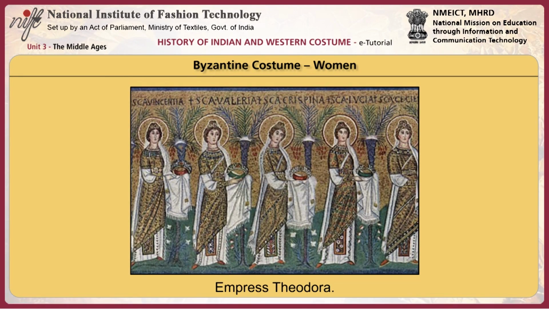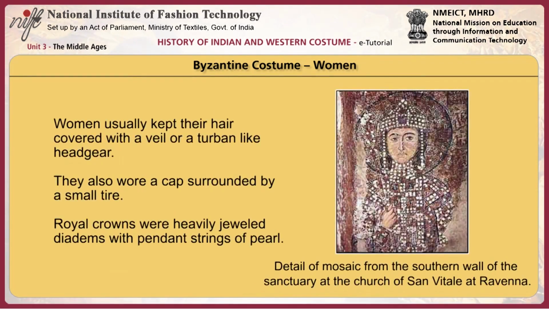Women of this class also wore jeweled belts and collars. After 1000 AD, ornamentation of tunics increased. Variation in sleeve styles included wide hanging sleeves or sleeves with long bands of fabric forming a sort of pendant cuff. Early representations show women wearing hair parted at the center, soft waves framing the face, and the bulk of the hair pulled back or knotted on top of the head. Women usually kept their hair covered with a veil or a turban-like headgear. They also wore a cap surrounded by a small tire. Royal crowns were heavily jeweled diadems with pendant strings of pearl.